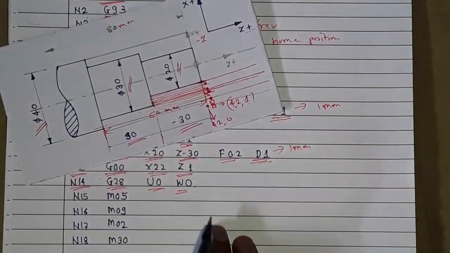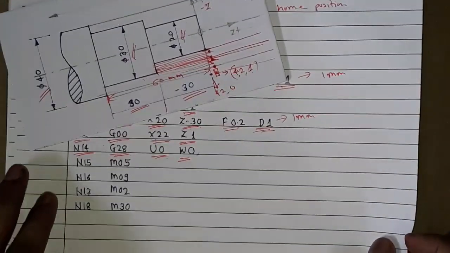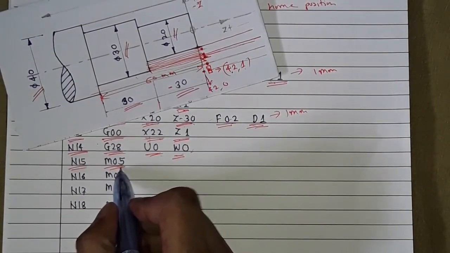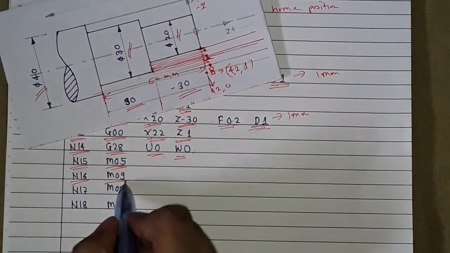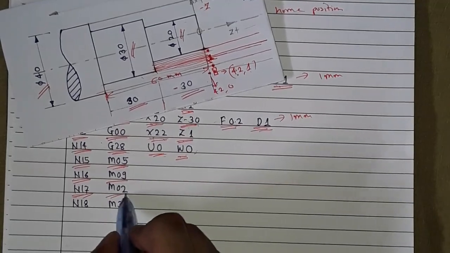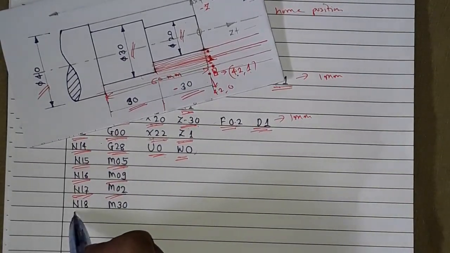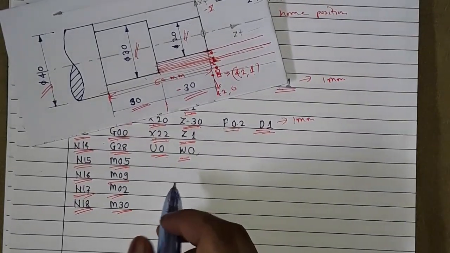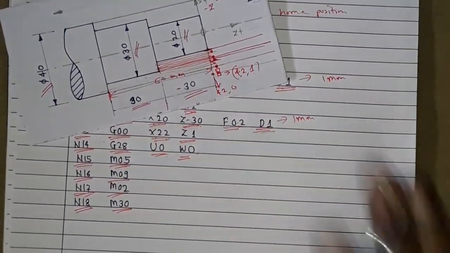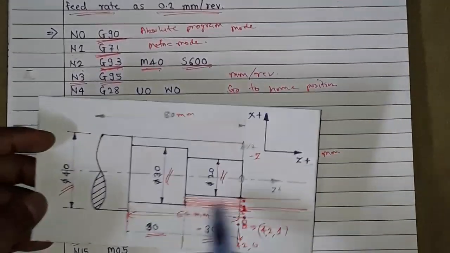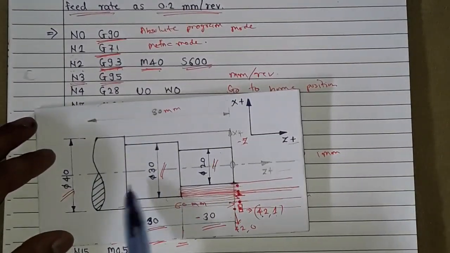Now here, friends, N15 M05 is for spindle off, N16 M09 is for coolant off, N17 M02 is for program end, and last is N18 M30 is for end of tape and rewind. So we have seen here, friends, how to write the manual part program for this particular part.